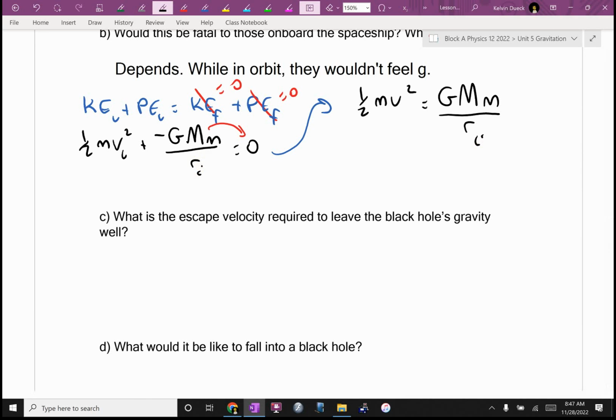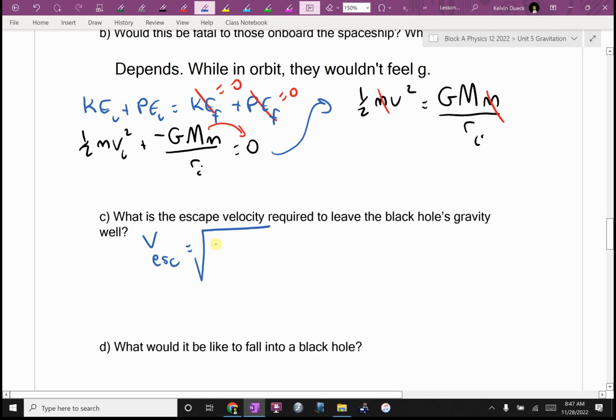We noticed that it didn't matter what the mass of the spaceship was, they would still have the same escape velocity. It just depends on how big the gravity field of the planet is. And then we got the V by itself. And what did we notice? We noticed that escape velocity, should be called escape speed, was equal to the square root of 2 big G, big M over R. It was 2 times V orb.